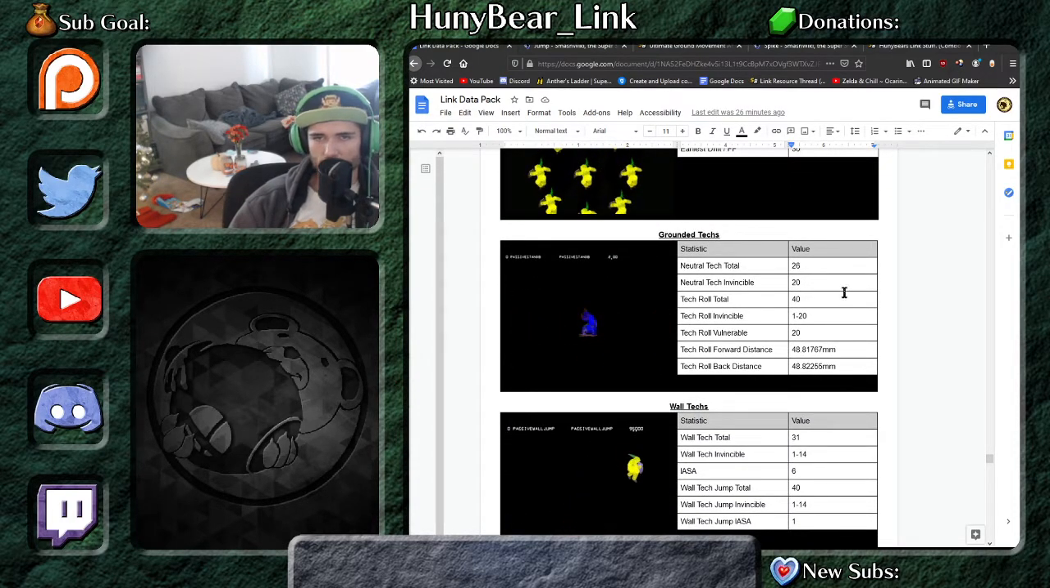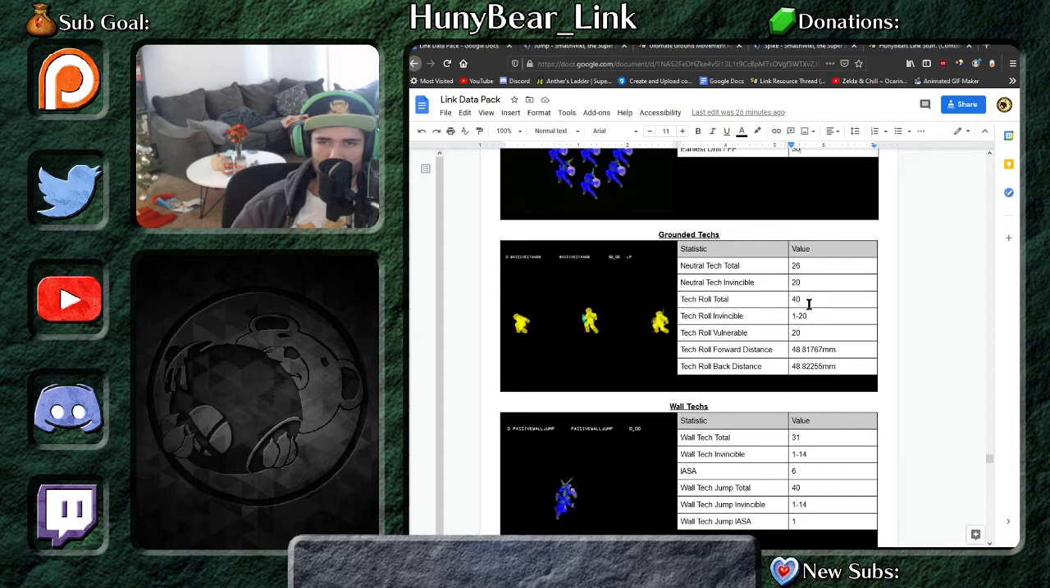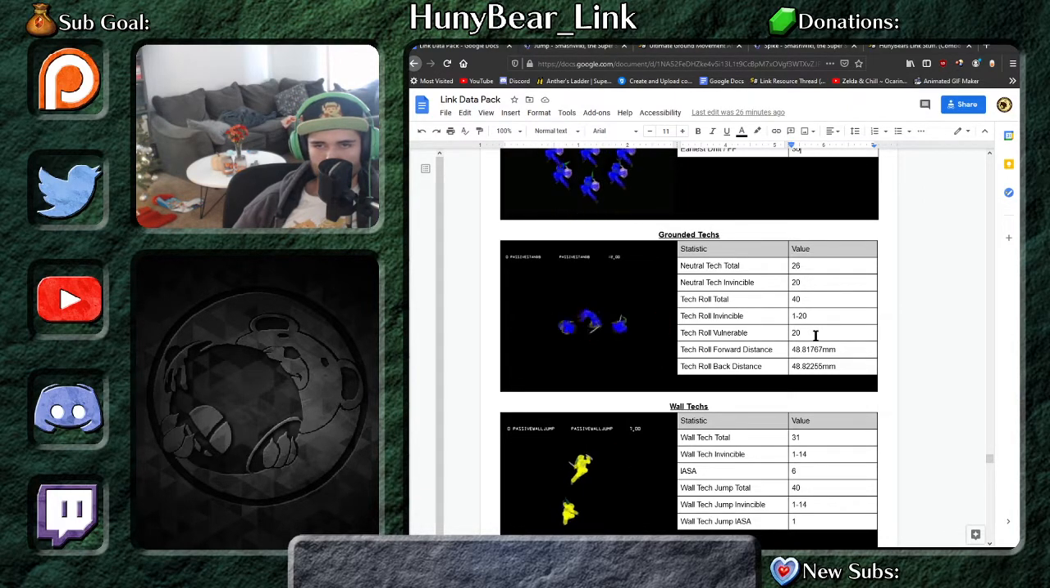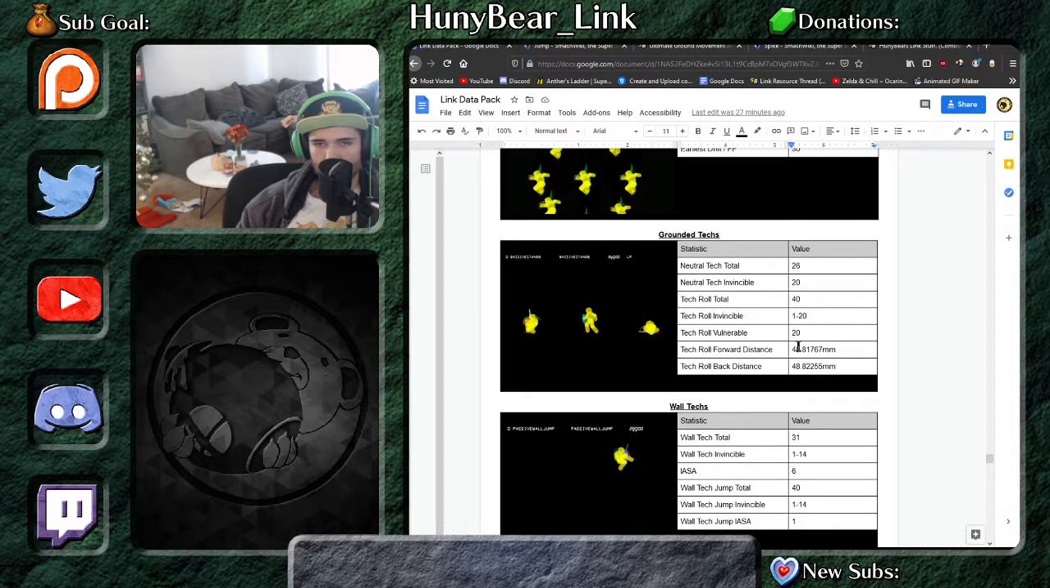Got your ground attack options. Neutral attack takes 26 frames and is invincible for 20 frames, and then your tech roll animations take a total of 40 frames, so substantially slower, and tech roll is invincible from 0 to 20 frames. Same thing actually, tech roll vulnerable for 20 frames afterwards as well. These are the distances, and you can see in the animation, this is your base position where you start the roll. Link's rolls actually go pretty far.